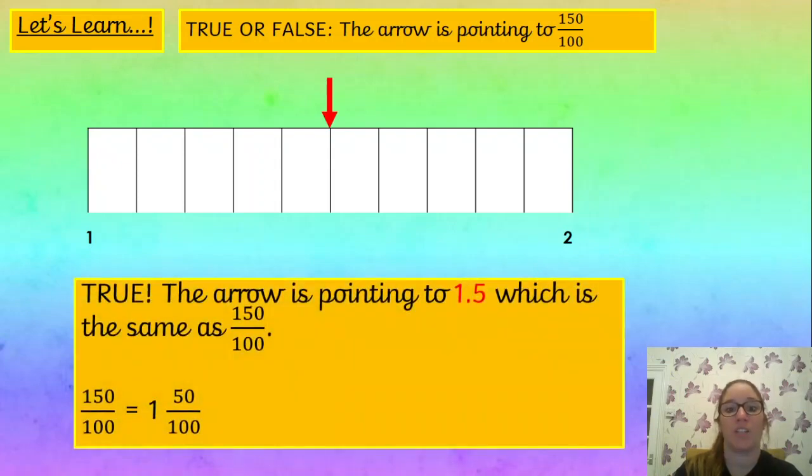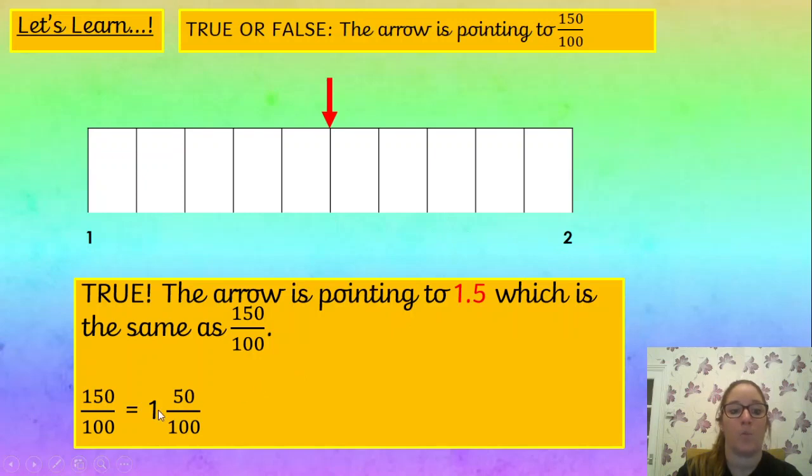Okay, so it's actually true, because if we were to count 1.1, 1.2, 1.3, 1.4, 1.5, the arrow is pointed to 1.5, which is the same as 150 hundredths. It's 1 and 50 hundredths, which is also the same as what? Can that be simplified anymore? It's the same as 1.5, because this 5 tells us it's a half, 1.5.